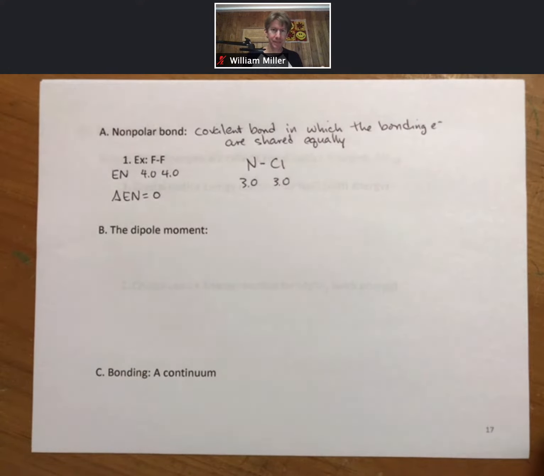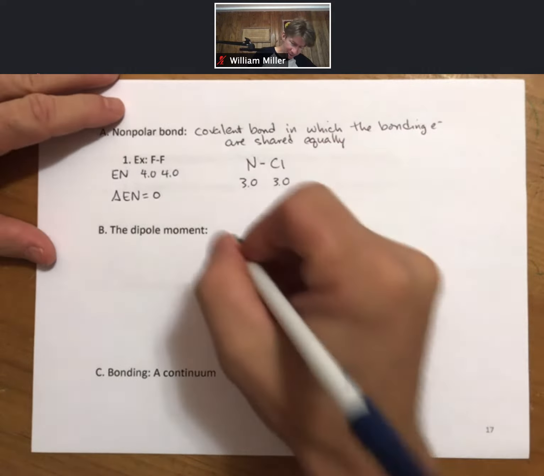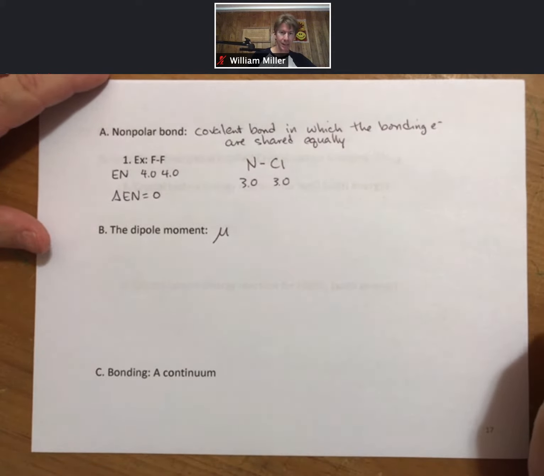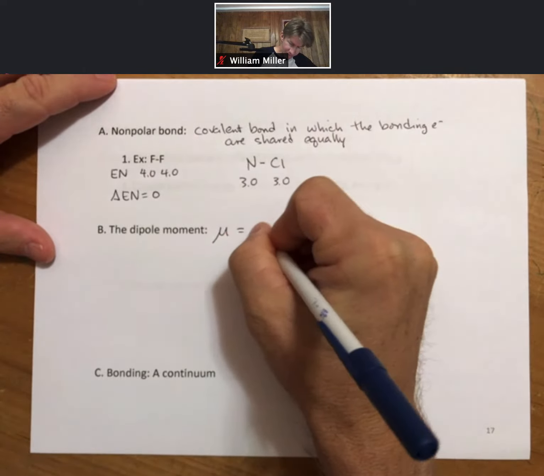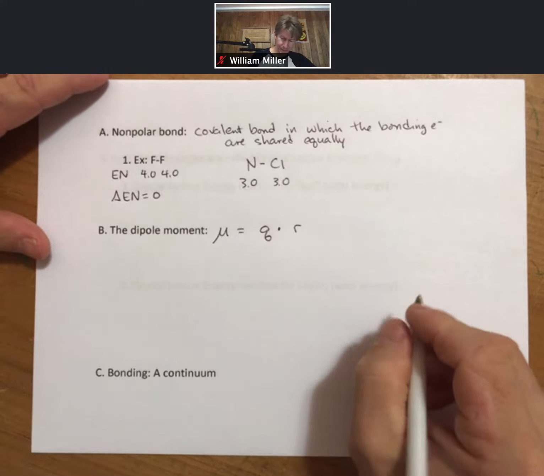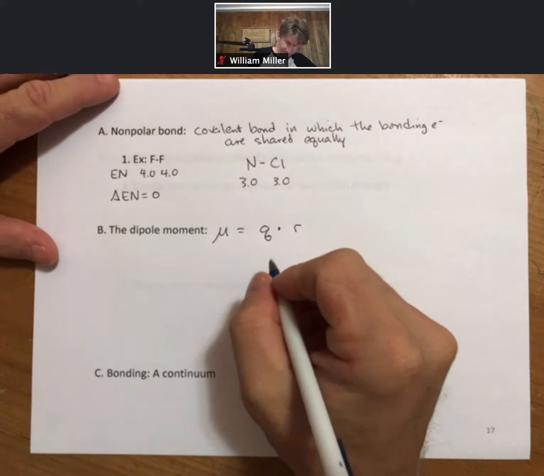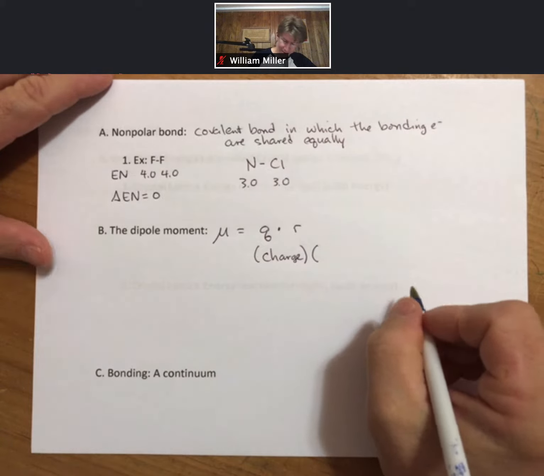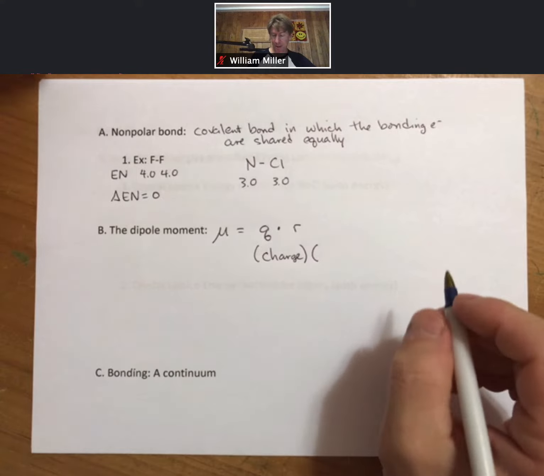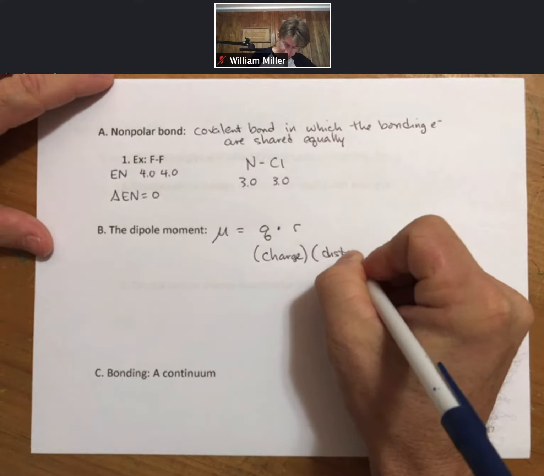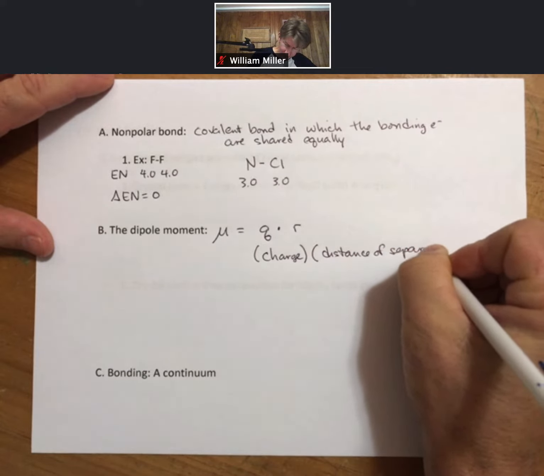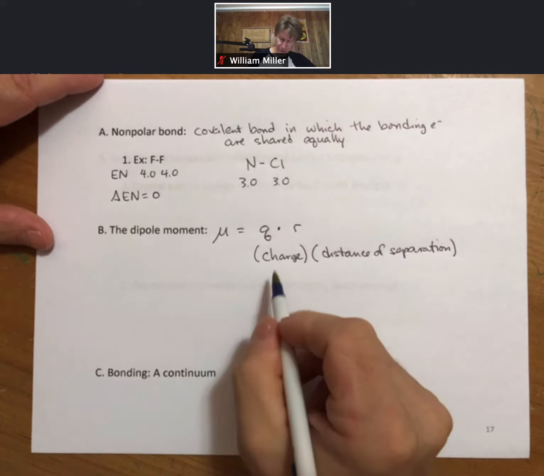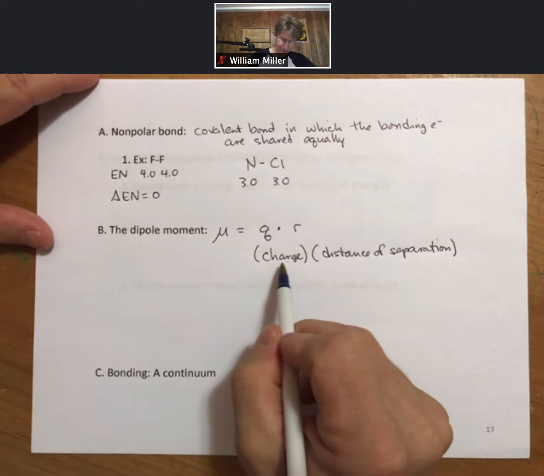You can go deeper into polar versus nonpolar, about how polar a bond is. If you do that, then you use something called the dipole moment, which is the lowercase Greek letter mu, and mu is equal to Q times R, where Q is the charge and R is the distance of separation for the charge. And if you multiply those two together, you can think of this as being the dipole moment.